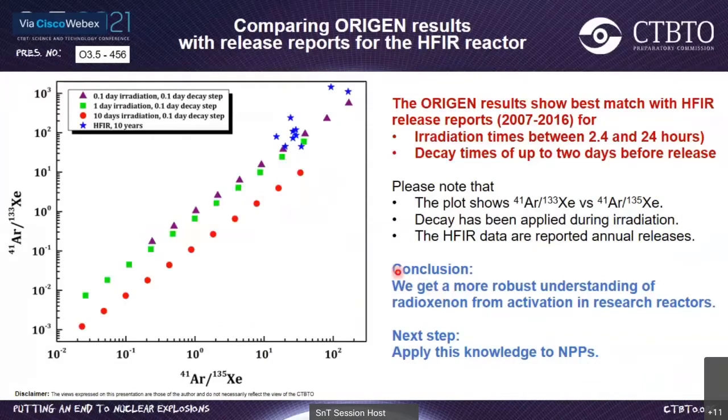We also compared the ORIGEN results with the annual release reports for HFIR, which are shown here by blue stars. This plot shows the ratio of argon 41 to xenon 133 and xenon 135. The ORIGEN results show best match with HFIR release reports for irradiation times between 2.4 hours, which are these purple triangles, and 24 hours, which are these green signs. So by these simulations, we get a more robust understanding of radioxenon from activation in research reactors. Now the next step is applying this knowledge to nuclear power plants, or NPPs.